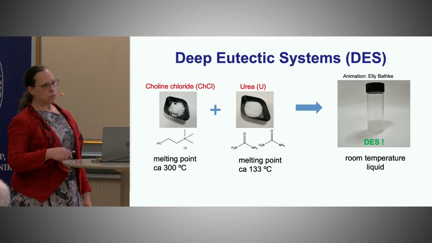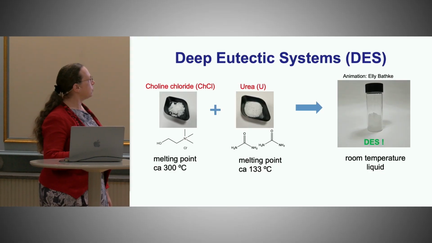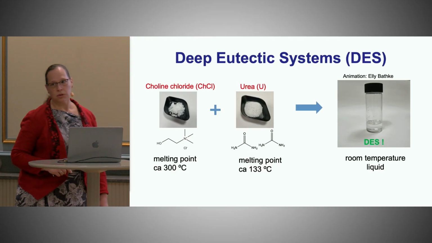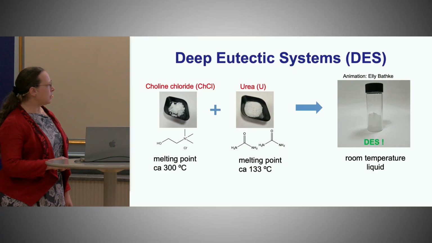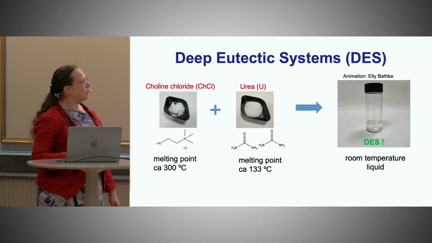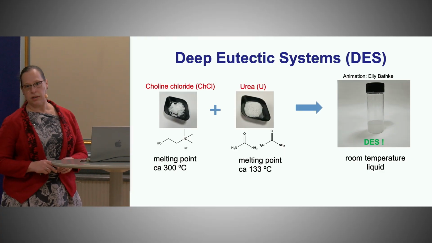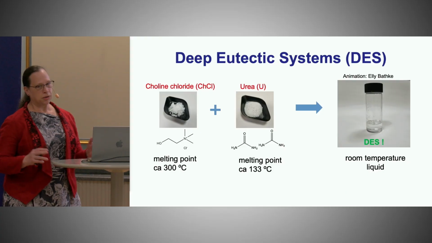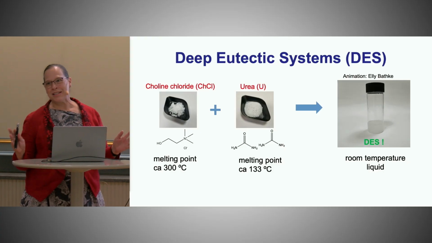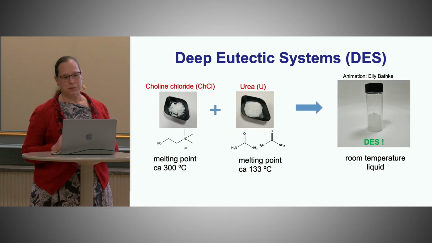It has a melting point around about 300. Actually, if you heat it up to the 300, it starts to decompose before it even melts. Urea, likewise, has a melting point of about 133 degrees. But if you mix these 2 things in the right ratio, as you can see happening here, you end up with a liquid. And it's a liquid more or less at about 24 degrees, so maybe Australian room temperature, maybe not Swedish room temperature, but at least close enough to be worth thinking of it as a liquid.